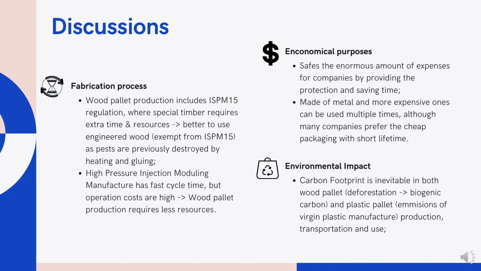Consider the environmental impact. Carbon footprint is inevitable in both wood pallet and plastic pallet production, transportation, and use. Consider the economic purpose. Tertiary packaging saves an enormous amount of expenses for companies by providing protection and saving time. Also, packaging made of metal and more expensive materials can be used multiple times, but many companies prefer cheap packaging with a short lifetime.